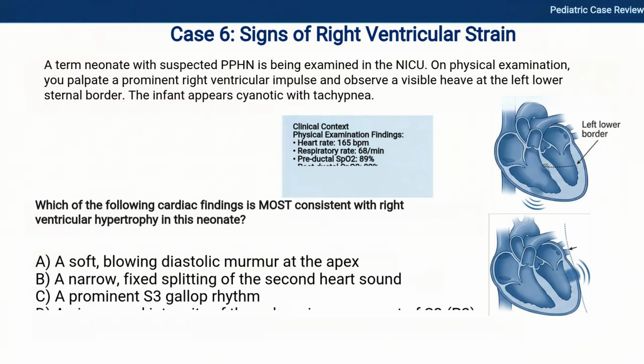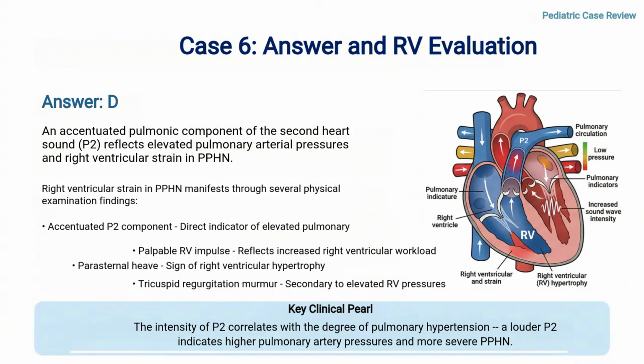Option A, a soft, blowing diastolic murmur at the apex. Option B, a narrow, fixed splitting of the second heart sound. Option C, a prominent S3 gallop rhythm. Option D, an increased intensity of the pulmonic component of the second heart sound. The correct answer is option D, an accentuated pulmonic component of the second heart sound.